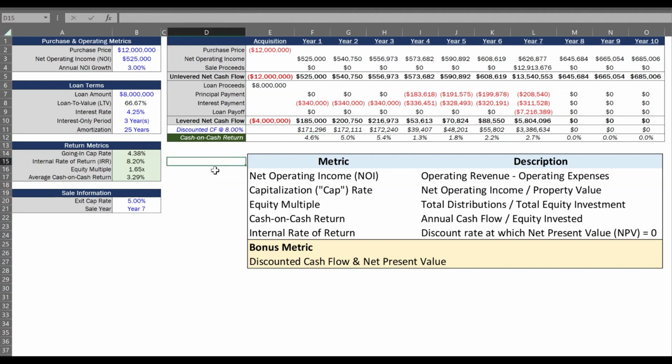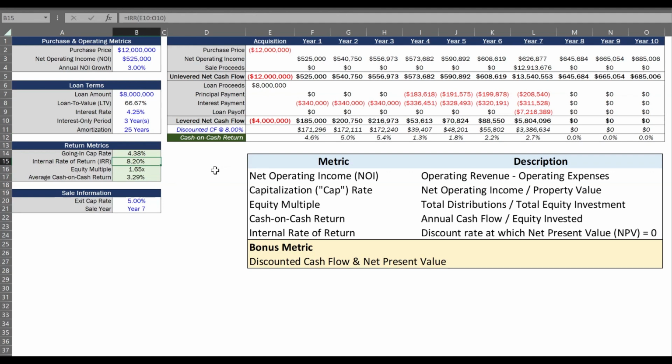All right, now we're going to get into some more complicated topics, but they're critical to understand when you're looking at potential private real estate investments. And the first one is IRR. You're going to see this a lot. Internal rate of return, or IRR for short.